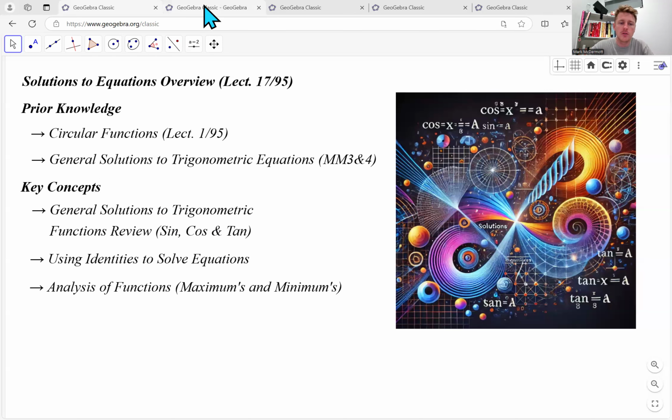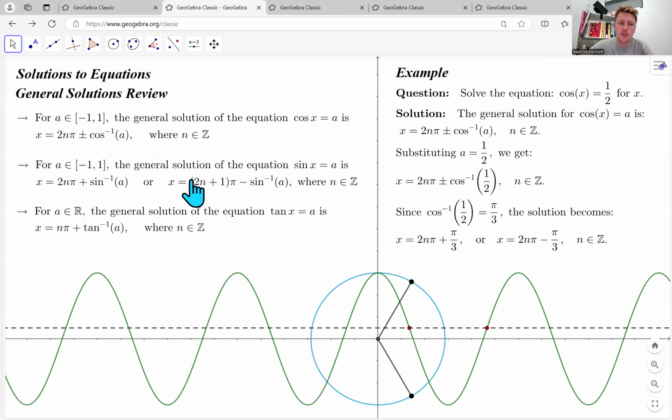Let's maybe review these general solutions, which again is covered in the methods course. This part on the left here hopefully looks somewhat familiar. I know it looks confusing, but hopefully it's familiar in terms of how you find the general solutions. So if you've got some equation cos x equals a, the general solution is 2nπ plus or minus cosine inverse of that exact value a, right?